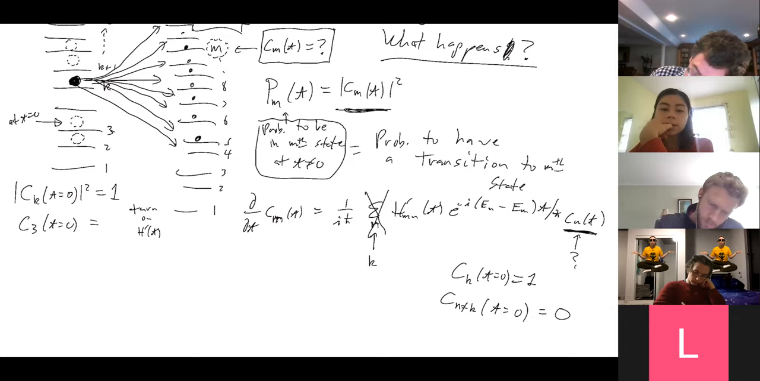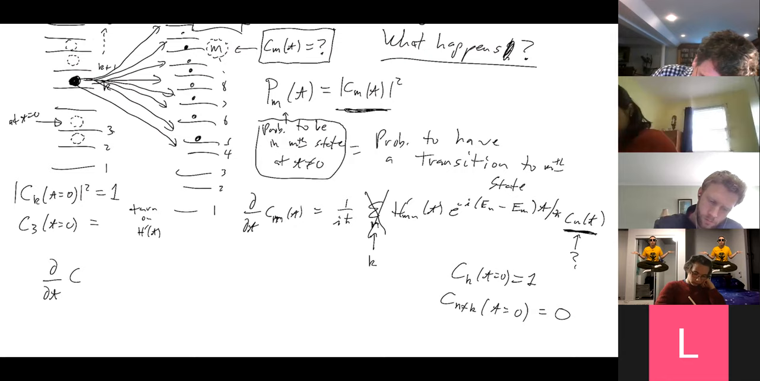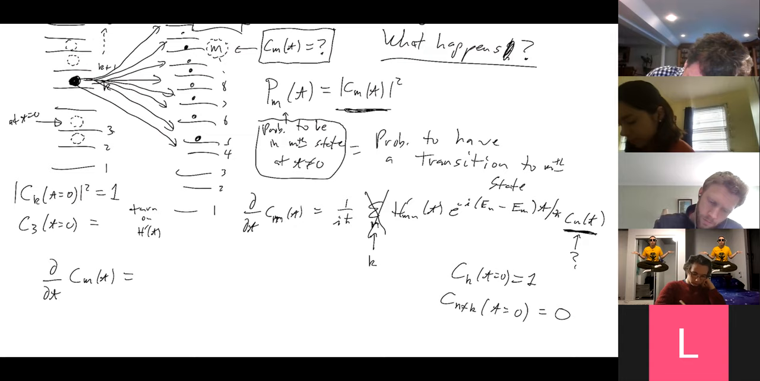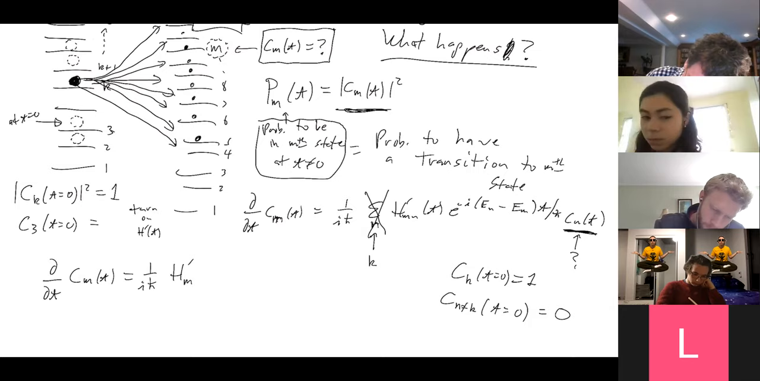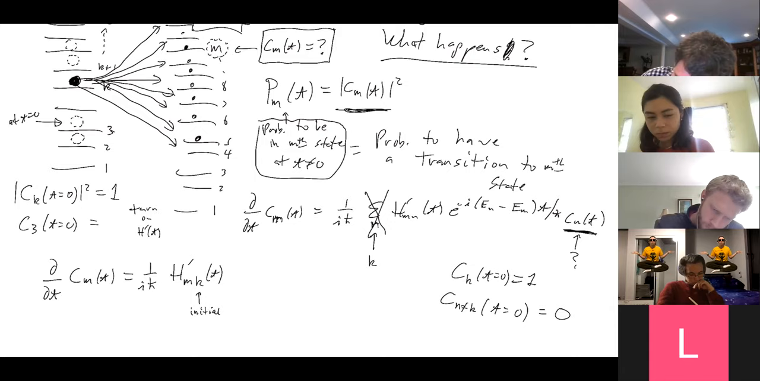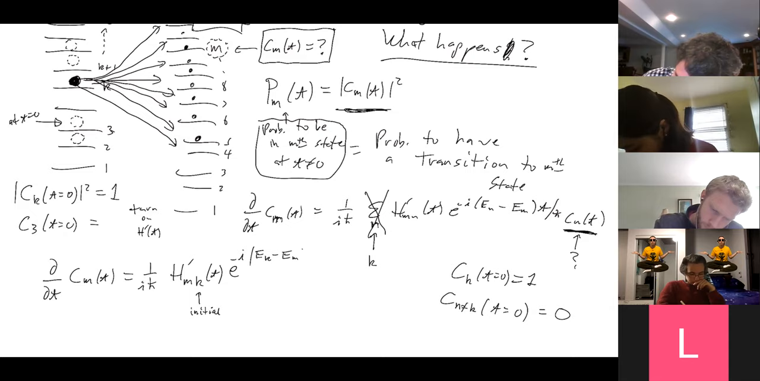So now I've really simplified the problem. Now the time rate of change of the amplitude in the nth state is equal to 1 over i h bar and h prime m. Now I only care about how the nth state is coupled to the kth state, the initial state. And then this is a function of time. And then I have e to the negative i, and I only have to worry about the kth state, the initial state, and how that is coupled to the nth state, t over h bar. And this c n of t, I only have to worry about c k of t.